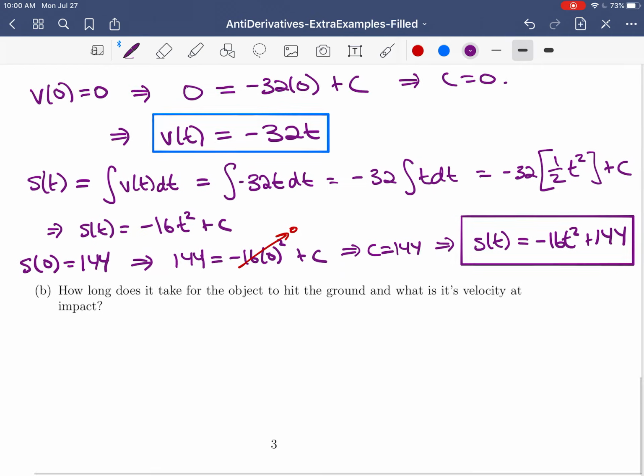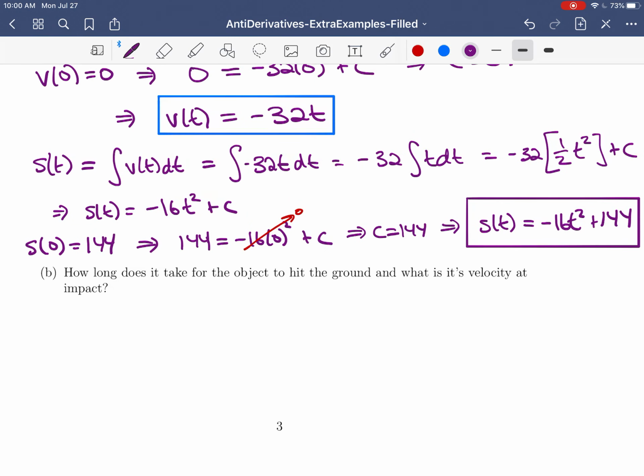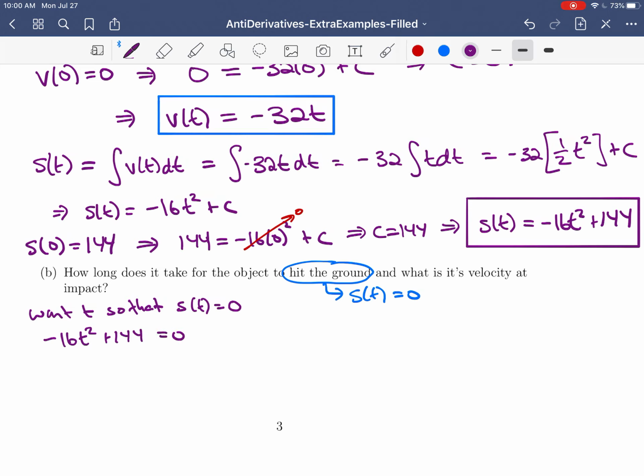And now we could ask things about the object. For instance, how long does it take to hit the ground? And what's its velocity when it impacts? So if we want to know when it hits the ground, this is when the height, s of t, is equal to 0. So we want t so that s of t is equal to 0. That's going to be negative 16t squared plus 144 equals 0.